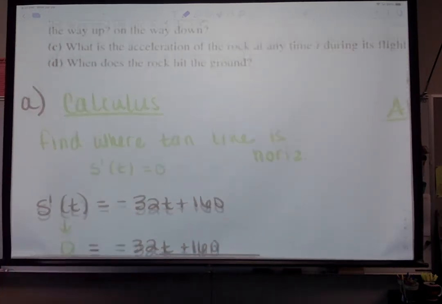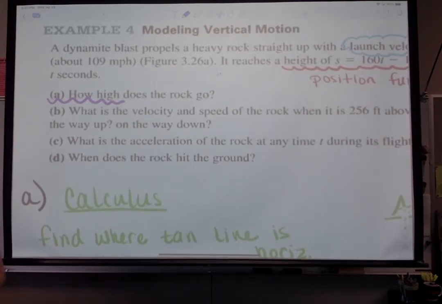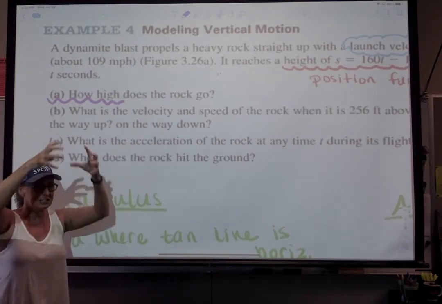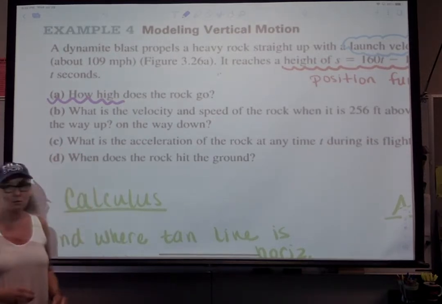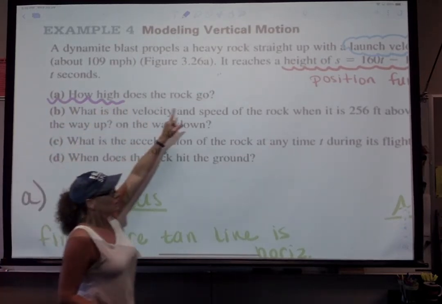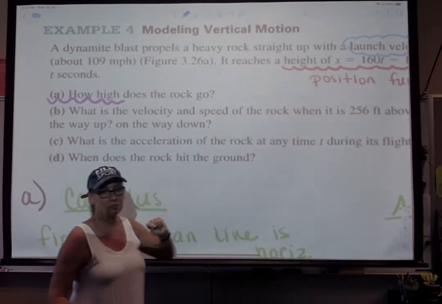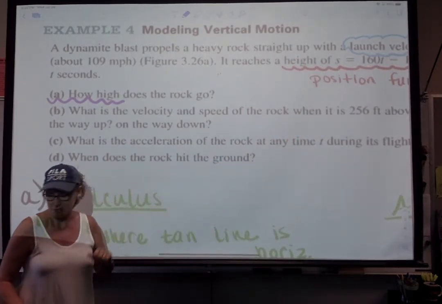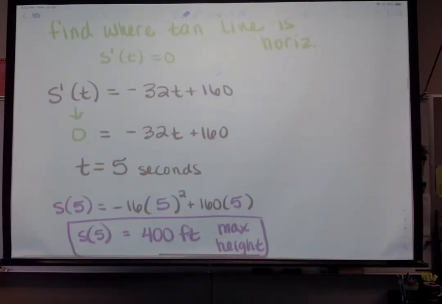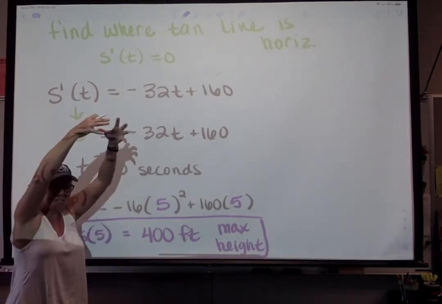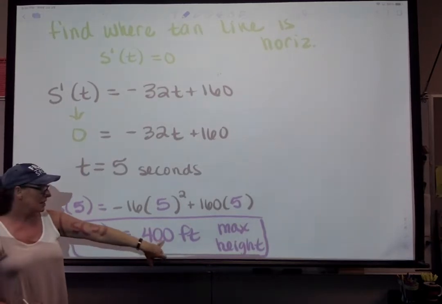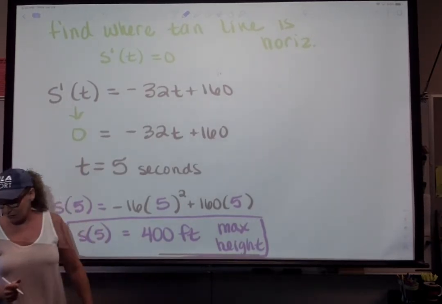Does that answer the question for part A? Oh, no. Part A doesn't say at what time did it reach its maximum height. What was its maximum height? How high did it go? Well, this is asking for the height, the position. When? 5 seconds. So knowing that at 5 seconds it had reached its maximum height before it came back down, I'm going to plug 5 into my position function. There we go. It went 400 feet in the air.